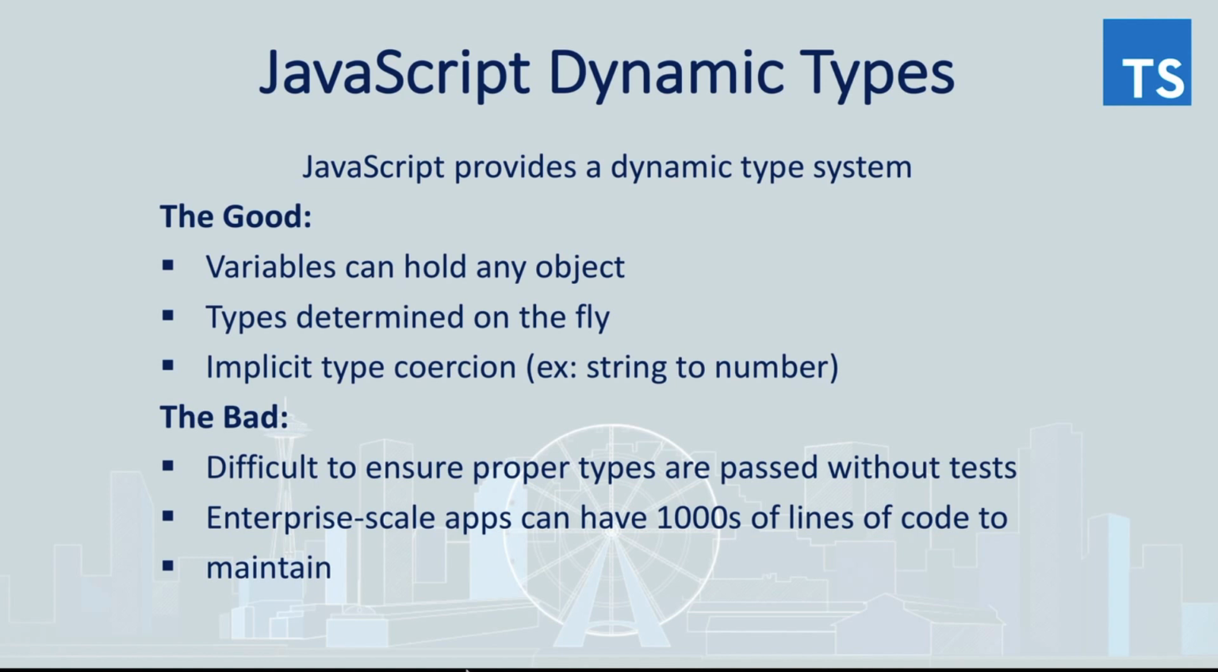Sometimes we enjoy implicit type coercion when comparing a string to a number, but the other side of the coin is that it becomes really difficult to ensure that proper types are passed without an extensive number of tests. For enterprise-scale applications, which can have thousands or tens of thousands of lines of code, it becomes really hard to maintain such a project, taking into consideration that multiple contributors are involved.